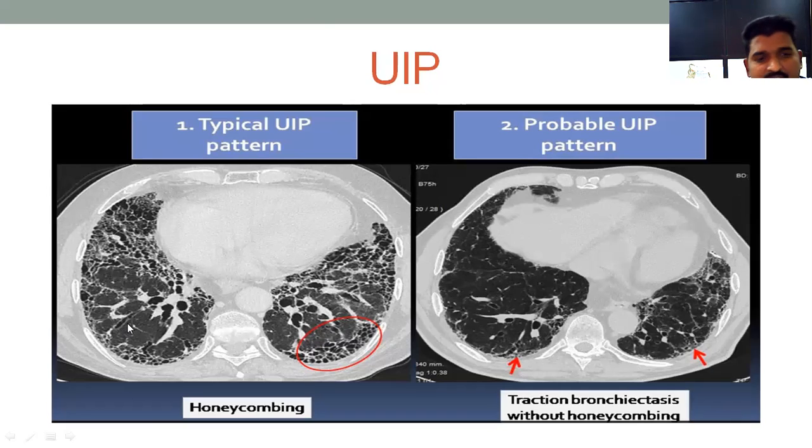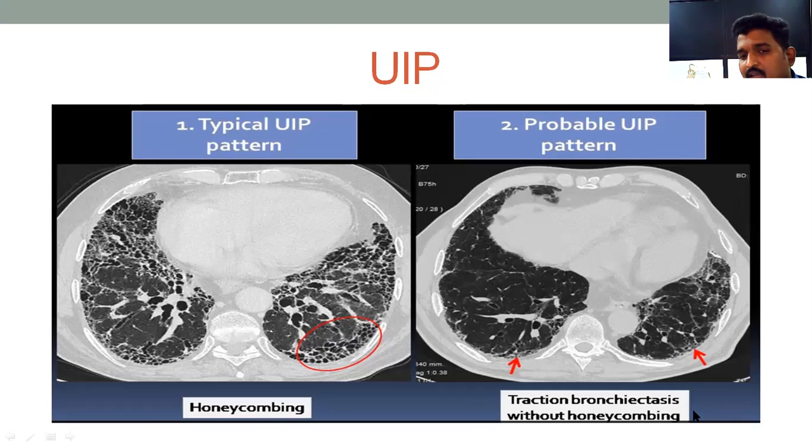And also you could see the traction bronchiectasis and bronchiectasis. Bronchiectasis in the proximal part, bronchiectasis in the distal part. The same thing, if it extends up to the periphery, it comes as bronchioles. You could see bronchiectasis along with honeycombing, so you are very confident that you are dealing with a UIP. So this case is a probable UIP.